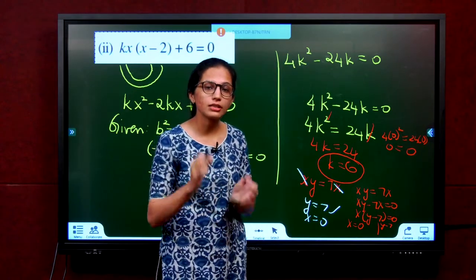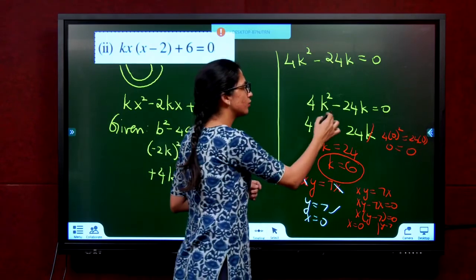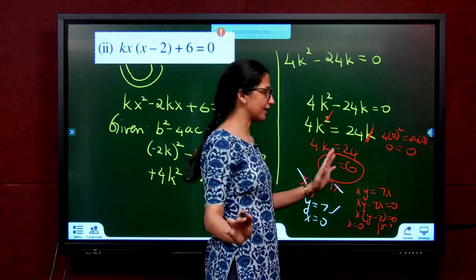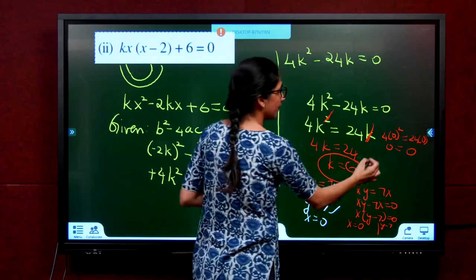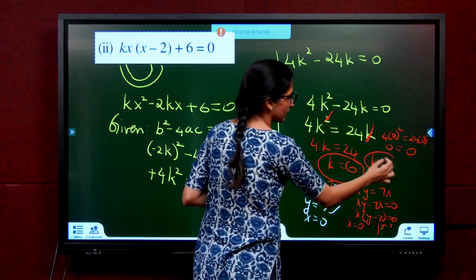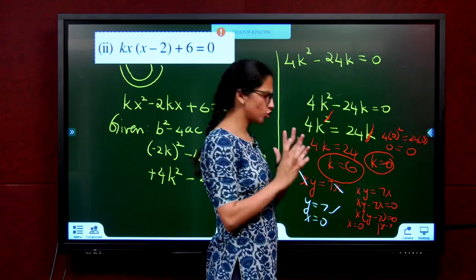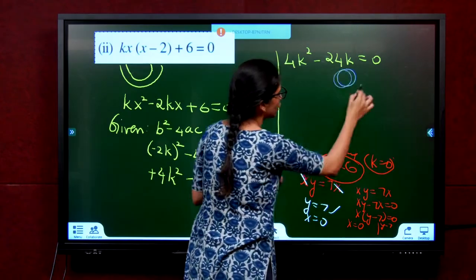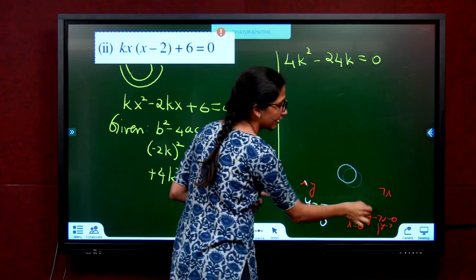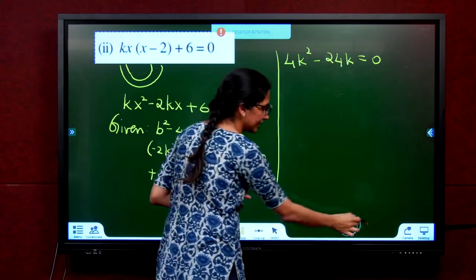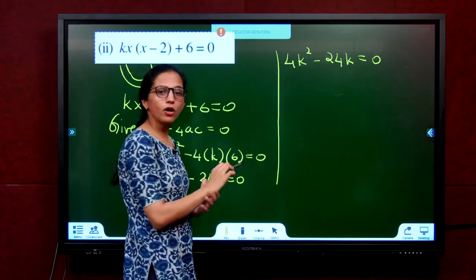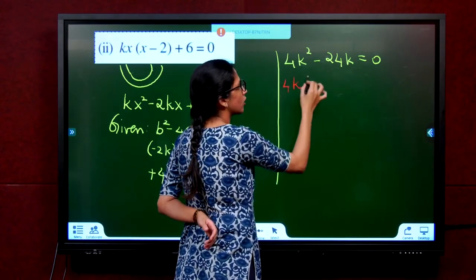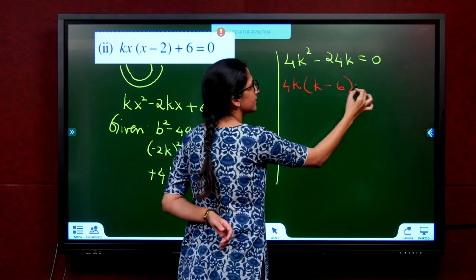Don't get too confused. Just remember, you are not allowed to simply cancel variables like this. If you are cancelling the variable, please take that variable as 0. It is too confusing. So, we'll make a very, very simple rule: if you have a question like this, you are not allowed to cancel variables directly. Instead, what you're supposed to do is take common. 4k is common. So, you're left with k minus 6.